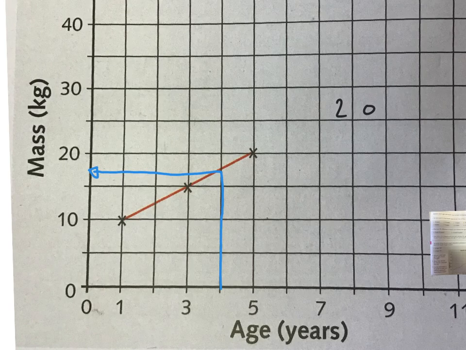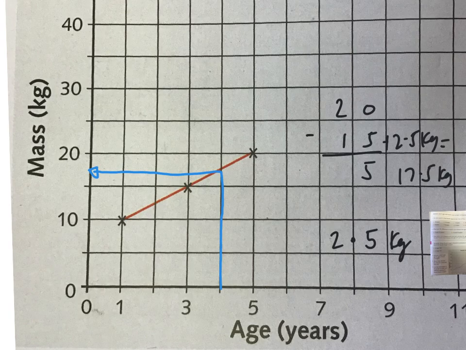So 20, take away 15, it leaves us with 5. What's half of 5? Well, half of 4 is 2. We have 1 extra. Half of 1 is a half. So half of 5 is, which you probably know already, 2.5 kilograms. If we add that on to the 15, it gives us 17.5 kilograms. So that would be a good estimate for the weight that David was at 4 years old.